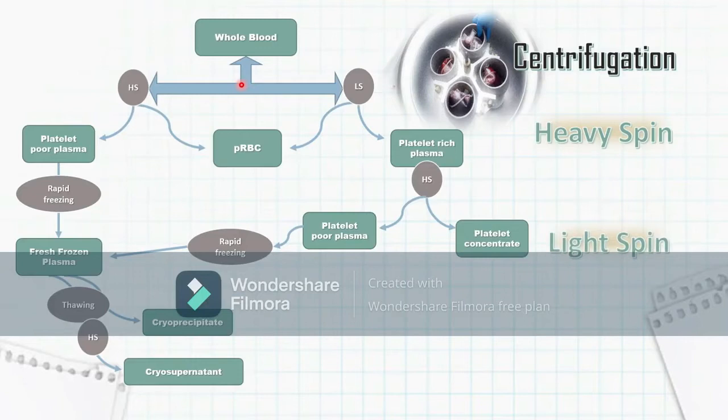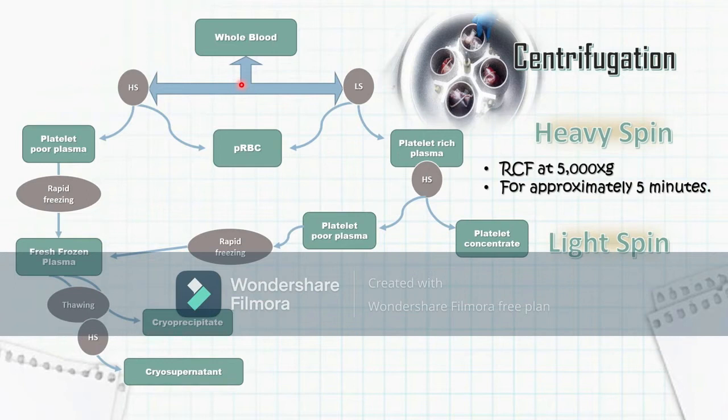Heavy spin is centrifugation of blood units with an RCF of 5,000 times G for approximately 5 minutes, whereas a light spin includes the centrifugation of blood units at an RCF of 3,200 times G for approximately 2 to 3 minutes. So depending on the blood components that we want to achieve, we will be using either heavy spin or your light spin.